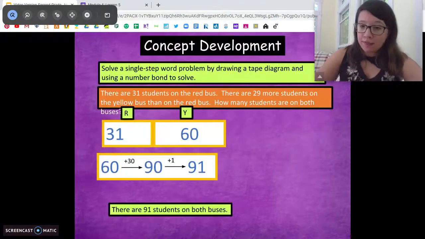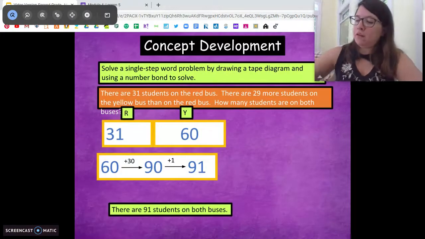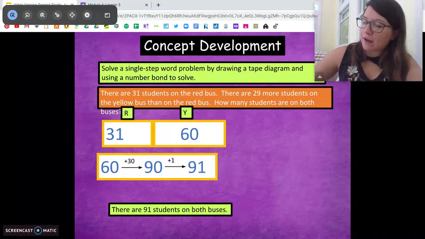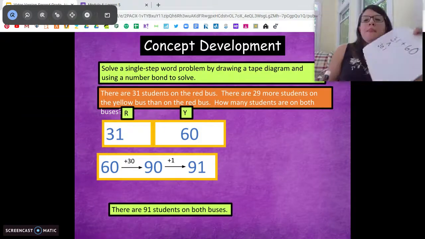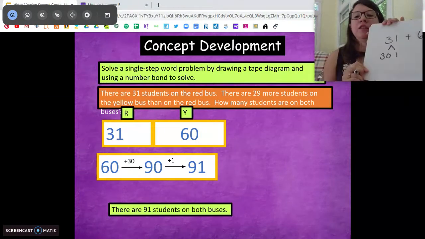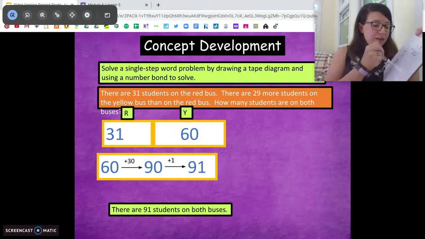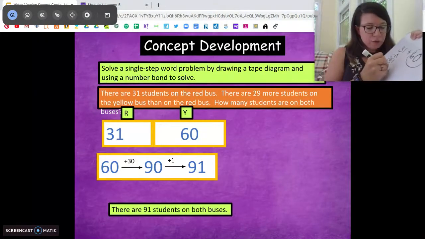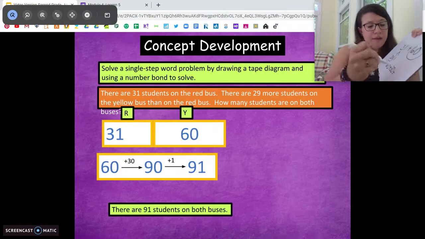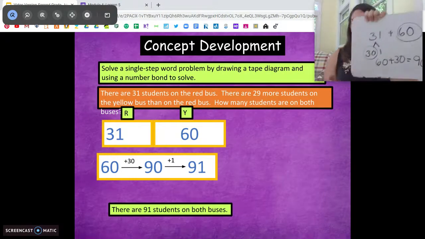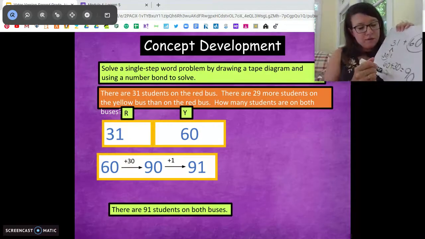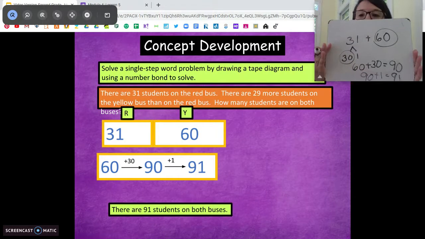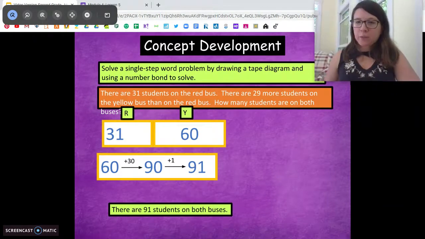Now if we're going to solve it the number bond way, I'm going to take my 31, break it into 30 and 1. Then what I'm going to do is I'm going to add my like terms. I'm going to add 60 and 30 because those are both groups, multiples of 10. 60 plus 30 is 90, and then I just got to add in that extra one. 90 plus 1 equals 91. Got the same answer either way. Which way works better for you?